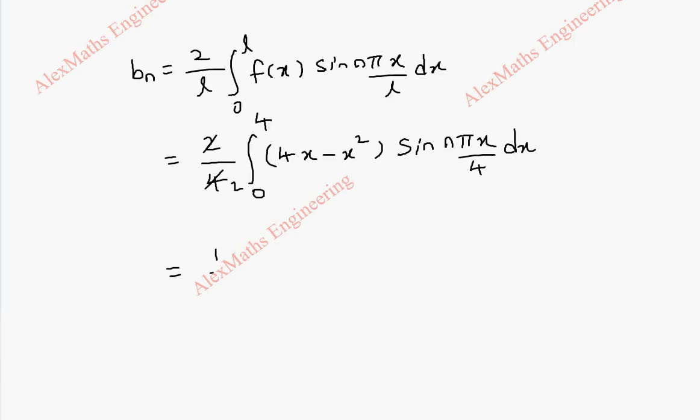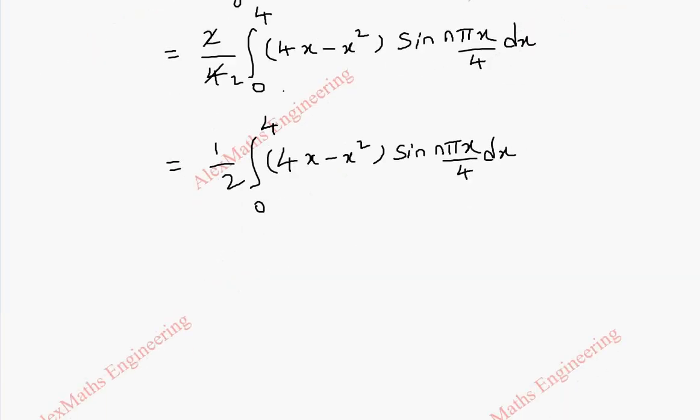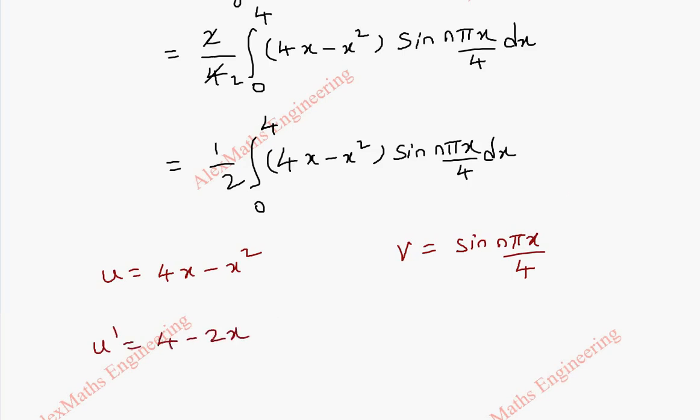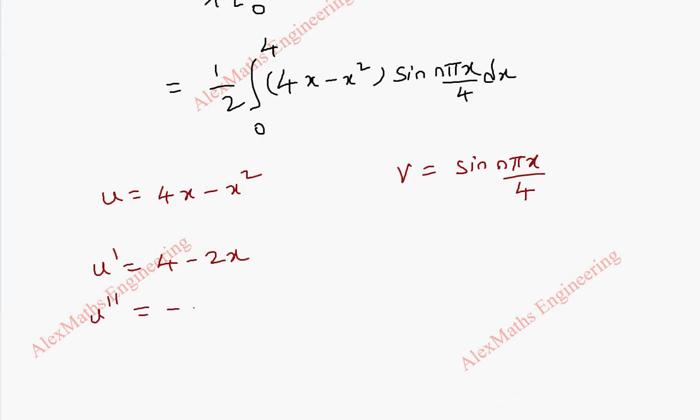Now we are going to apply Bernoulli's formula to integrate this. So 4x minus x square we have as the first term, which we can take as u, and we have sine n pi x by 4 dx. Now u equal to 4x minus x square, v equal to sine n pi x by 4. Now u dash will be 4 minus 2x. Then u double dash will be minus 2 and u triple dash will be 0.